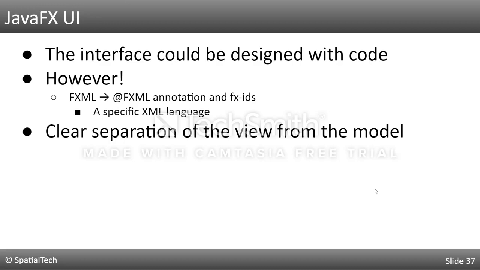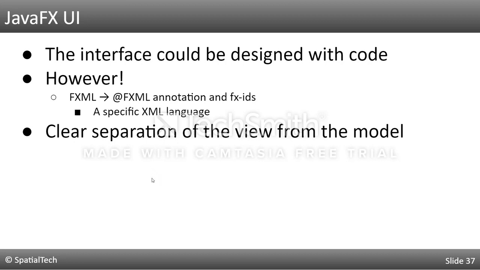Clear separation of the view from the model, right? The model is usually done in Java POJOs, plain old Java objects, in that. But then the user interface, the buttons, the lists, are all spec'd out in XML. Nothing like clear separation than doing something in different languages.